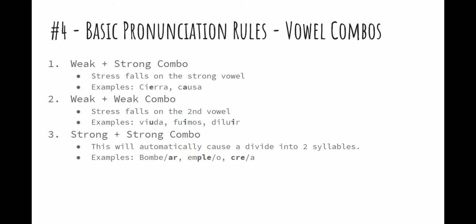Same with empleo. We divide it there, second to last syllable, because it ends with an O, and therefore the stress goes on the emplé. The English E there really being the vowel that gets the emphasis. Really, that's what we care most about. I highlight the whole syllable, but really the vowel is the thing that you're going to hear, what gets the stress. And crea, again, splits because they're two strong vowels.